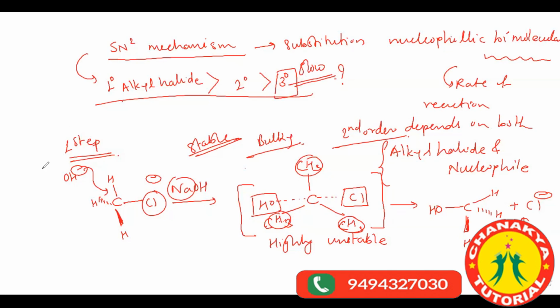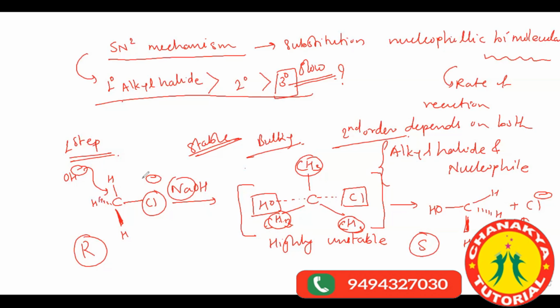Apart from that, we have learned about the configuration, right? In that, the configuration is completely inverted. Why is it inverted? Suppose this would be your R configuration, then you will get the product with S configuration. Means reactant and product are mirror images of each other. Only the leaving group and the nucleophile change. The product is an inverted image of the reactant, the substrate. This is due to inversion of configuration. Why does inversion of configuration occur in the SN2 mechanism?